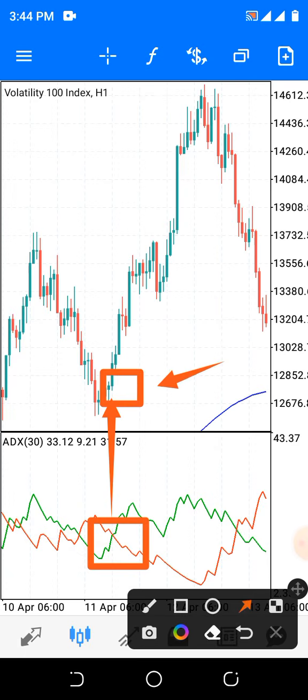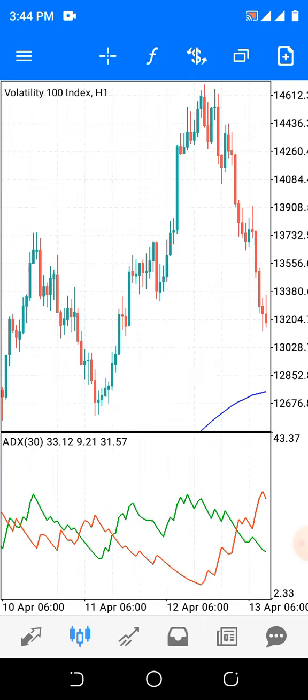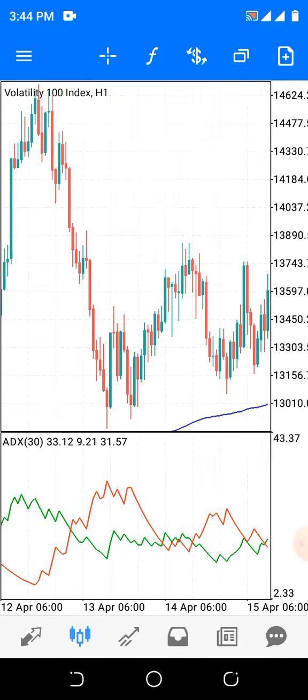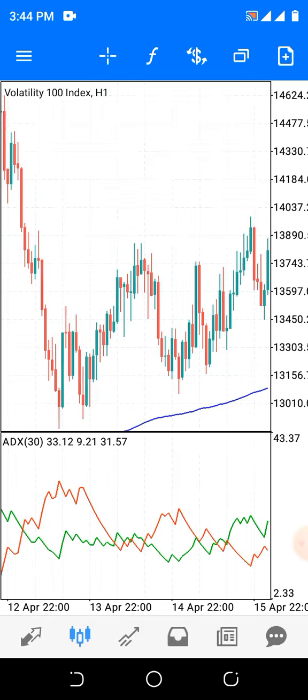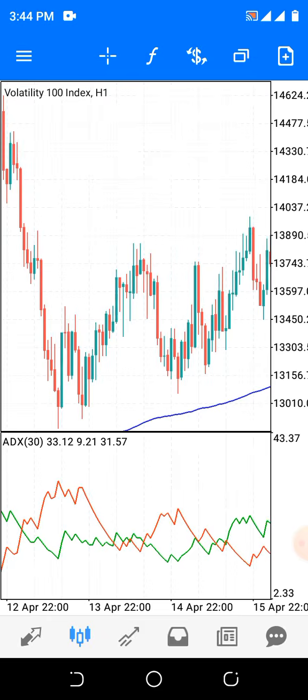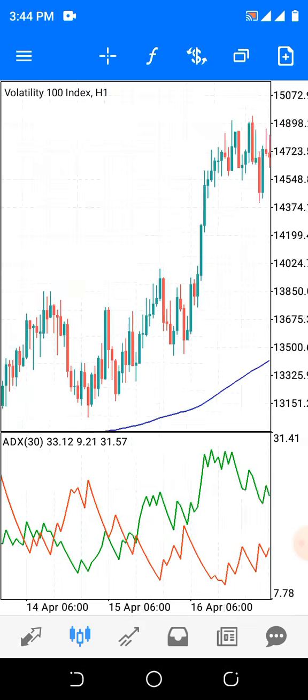Do you understand? So only follow the trend. Trade according to the trend. So the market is still in a bullish state, so we continue buying.